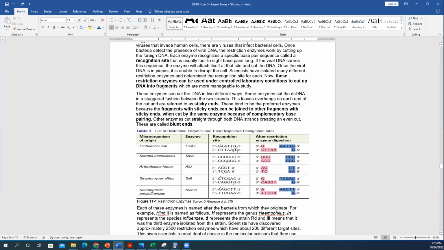So once it's cut, you get this sort of a strand, and these ends would be looking to bind to complementary strands having that same sequence. Whereas, for example, SmaI would cut a blunt end. It would not have any sticky ends.